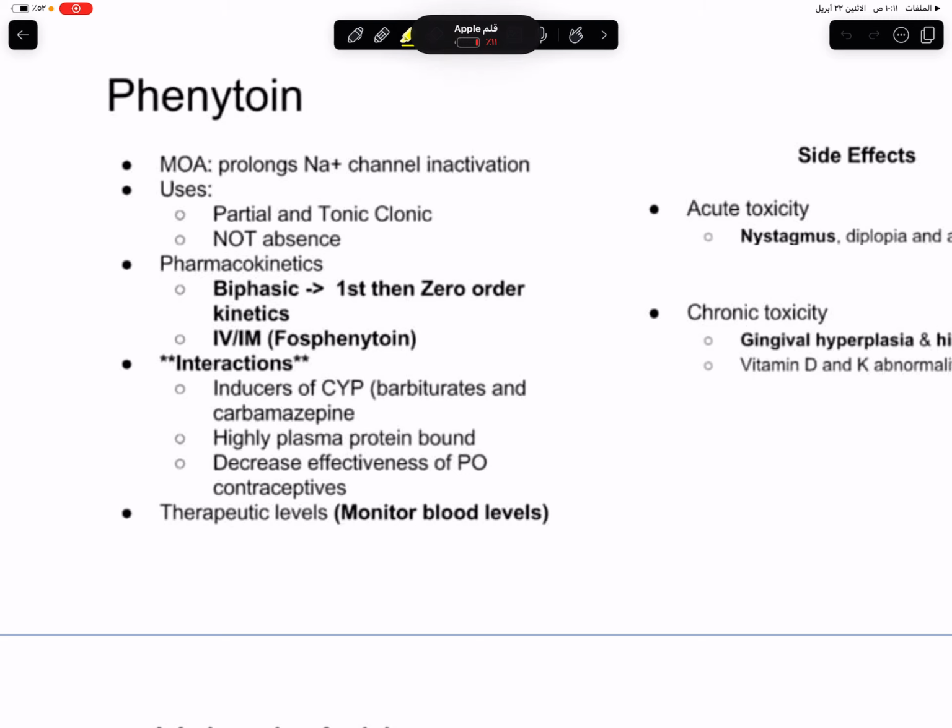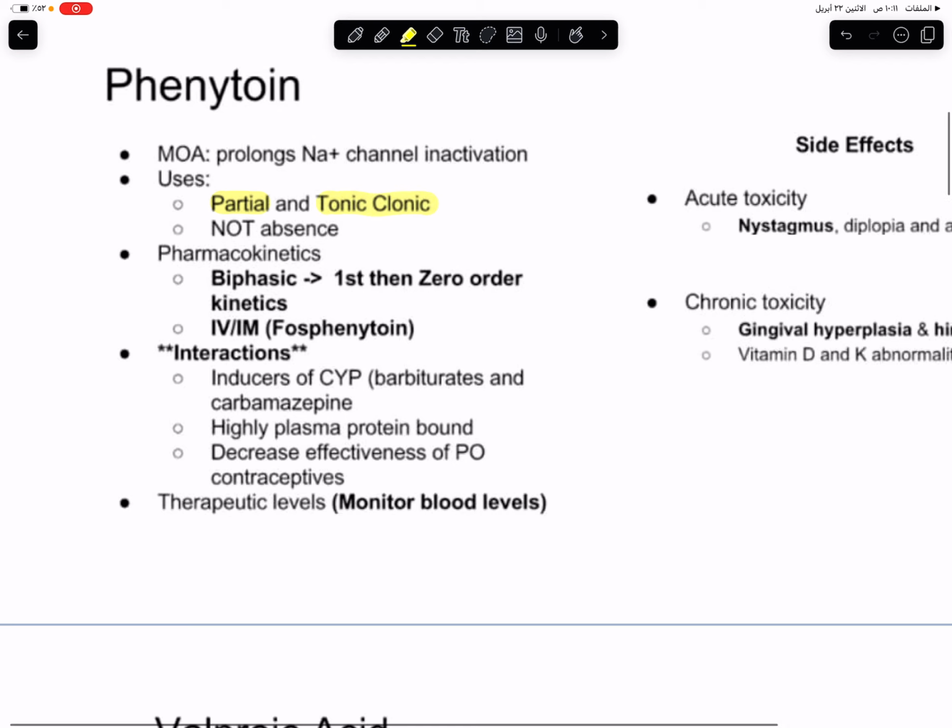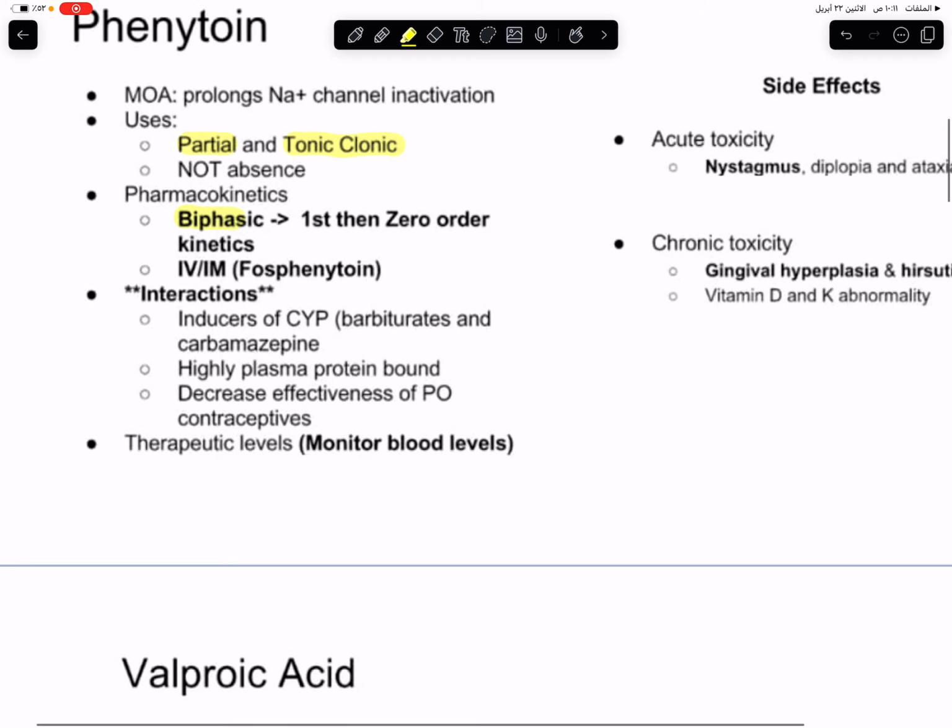Remember, orally we still use phenytoin. But if we need to use intramuscular, or what we say injectables, then we use sometimes intramuscular as well as IV fosphenytoin.